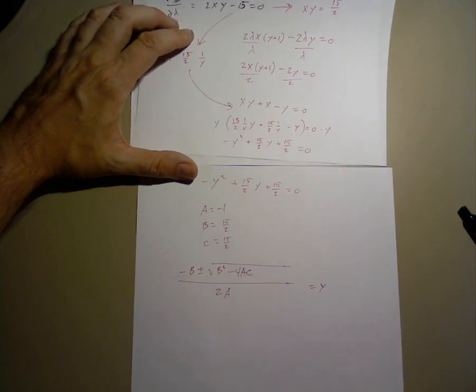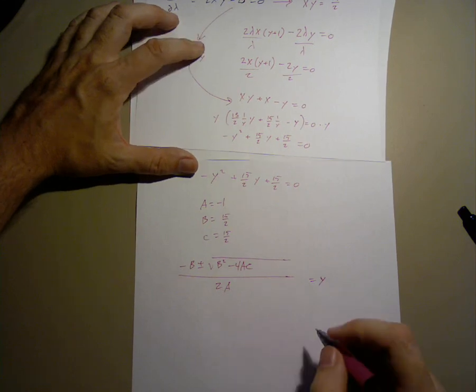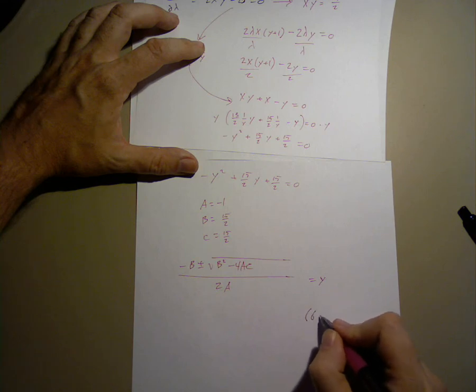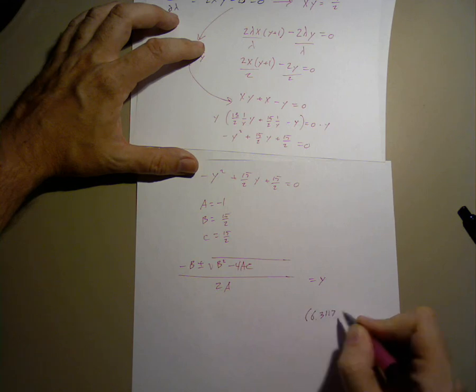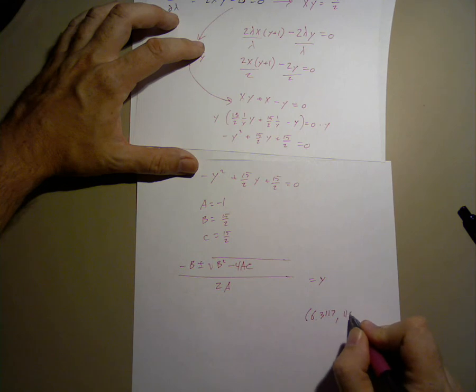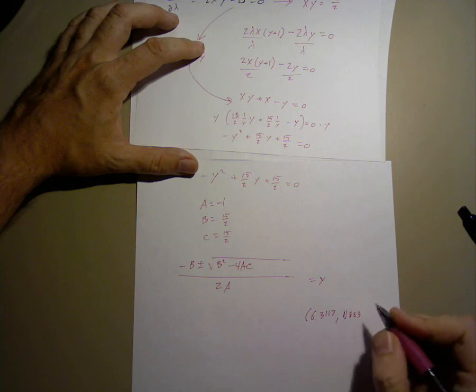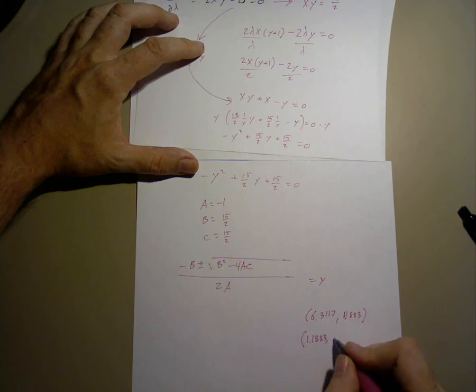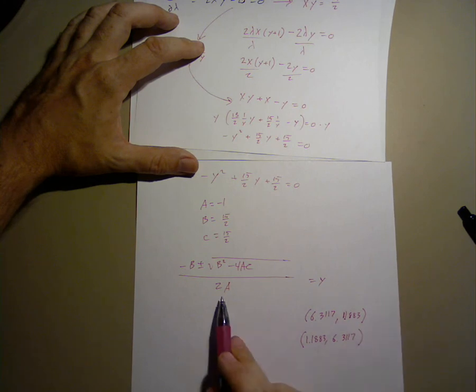If we plug this into our calculators, we get solutions for x and for y. We get either for x 1.1883, 6.3117, and also, we get 6.3117, 1.1883, after solving this equation.